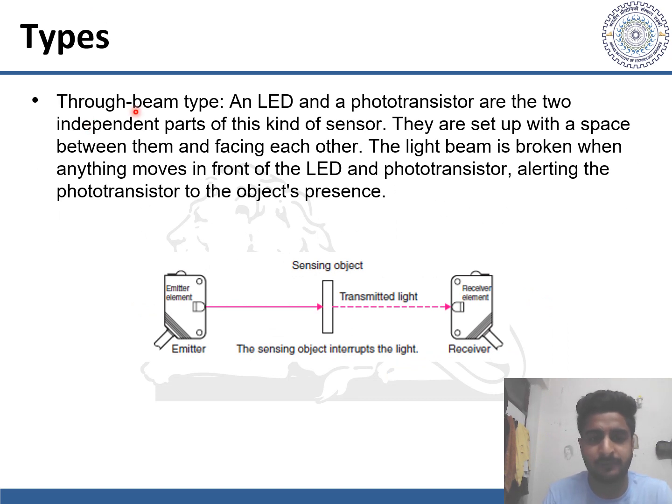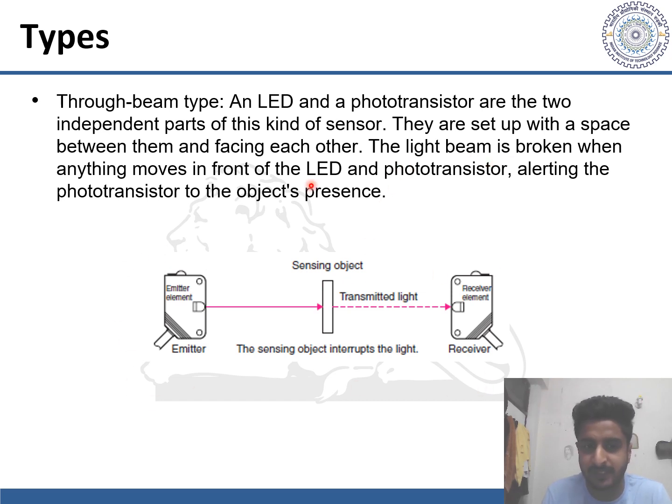So the second type of photoelectric sensor which uses an optocoupler is the through beam type that we have also seen in a laboratory. So in this there's an LED and a phototransistor, and they are basically two independent parts in this sensor and not a single entity as we had seen in the reflective type. They are set up with a space between them and facing each other, as we can see in this diagram.